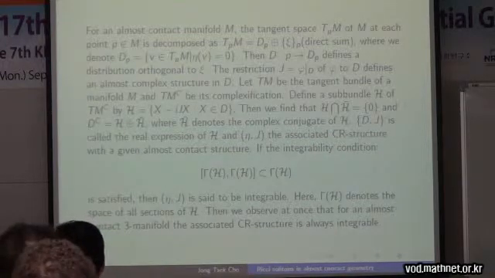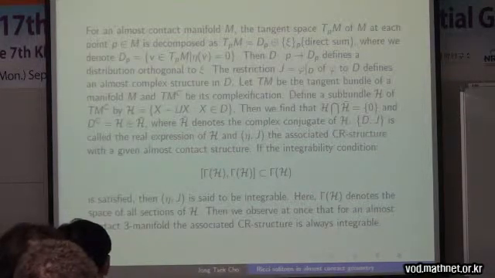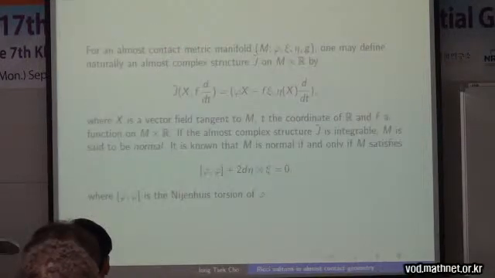I'd like to omit this part, associated CR structure and normality.